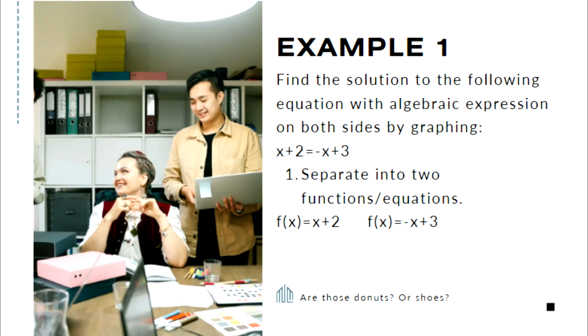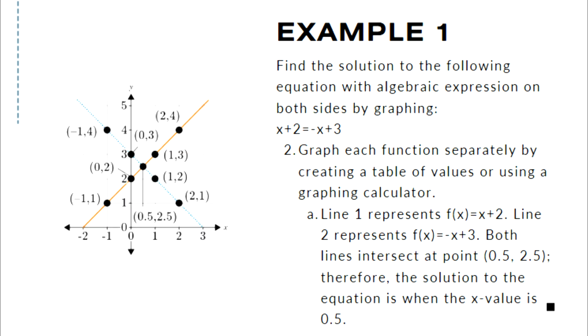Okay, here's example number 1. Find the solution to the following equation with algebraic expression on both sides by graphing. So first, this is kind of the whole lesson altogether, so we're going back to what we learned first. You're going to separate this function into two equations by splitting right there, making one f of x and the other g of x. They did f of x again, but I would do g of x because why make it harder than it has to be? The second step is to graph each function separately by creating a table of values or using a graphing calculator. See, it tells you right there in the lesson to do it.